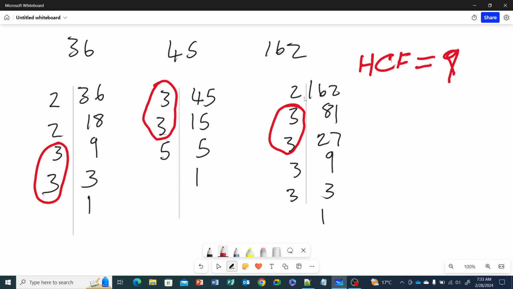How did you get it? 9 is 3 times 3. So the numbers that you circle here, there, and over there, for you to get the factor, you multiply them. Okay. Now let us move to the next question.